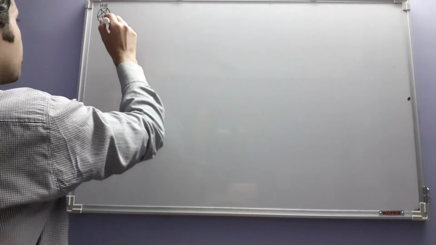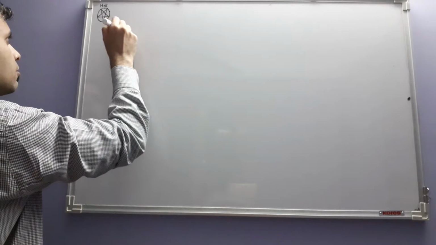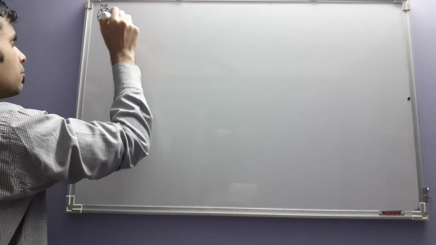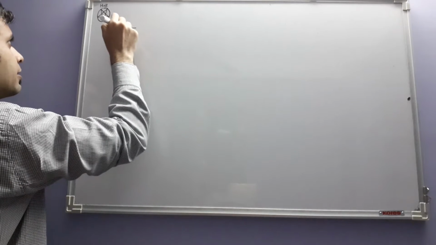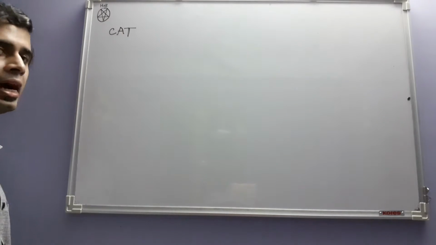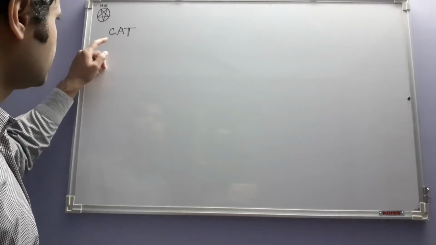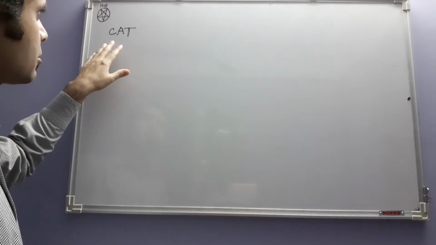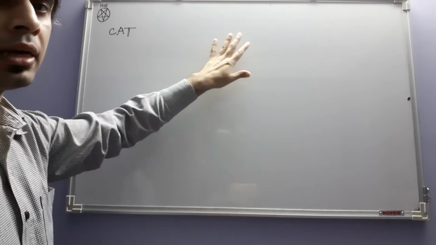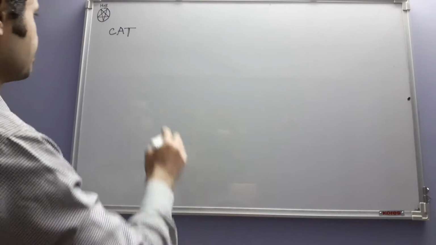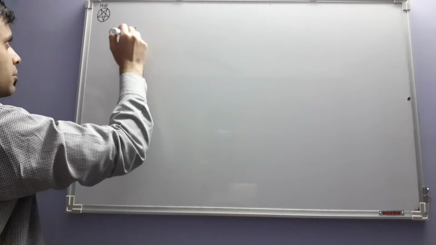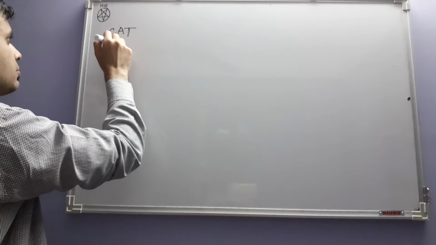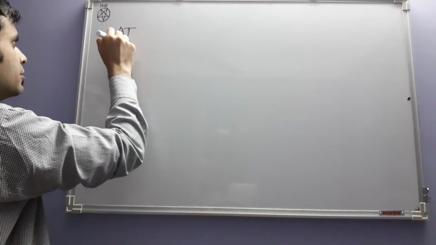For example, if you consider this word cat, it has three letters, right? Now these three letters are distinct. One may ask, in how many ways can we arrange these letters? You can see that I can arrange them in these different ways.